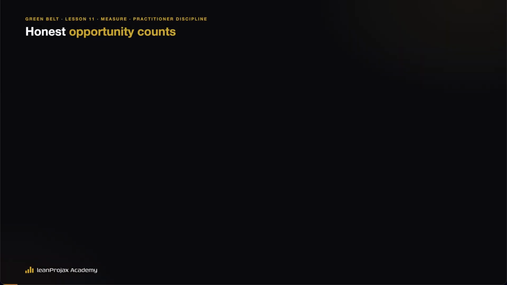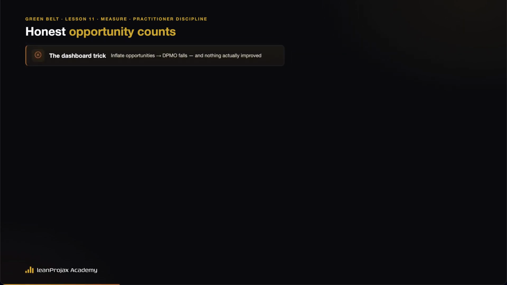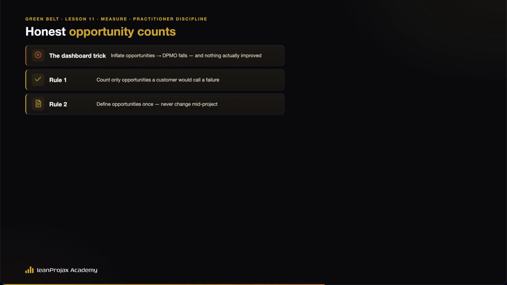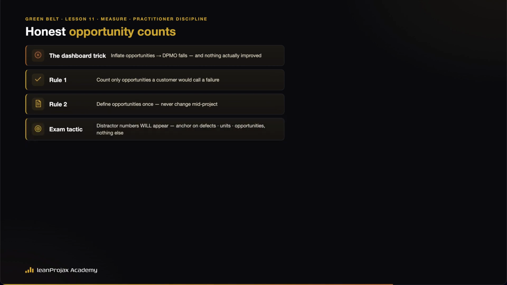One discipline separates real green belts from dashboard decorators. Honest opportunity counts. Inflate opportunities and DPMO falls without a single defect disappearing. The process looks better on paper and nothing improved. So count only opportunities a customer would call a failure, define them once, and never change the definition mid-project. And when the exam gives you extra numbers you don't need, it will anchor on the chain. Defects, units, opportunities, and nothing else.